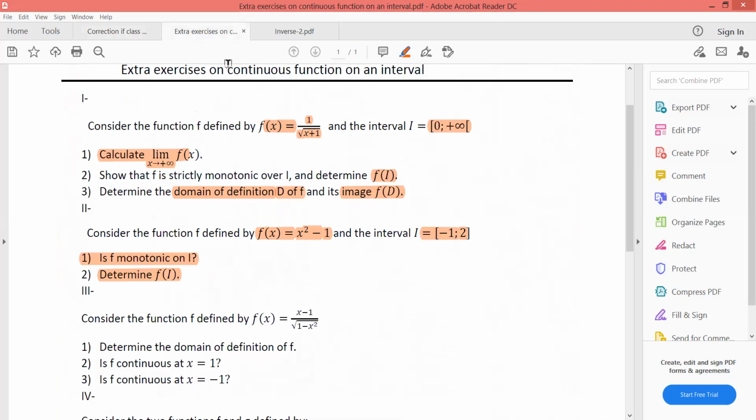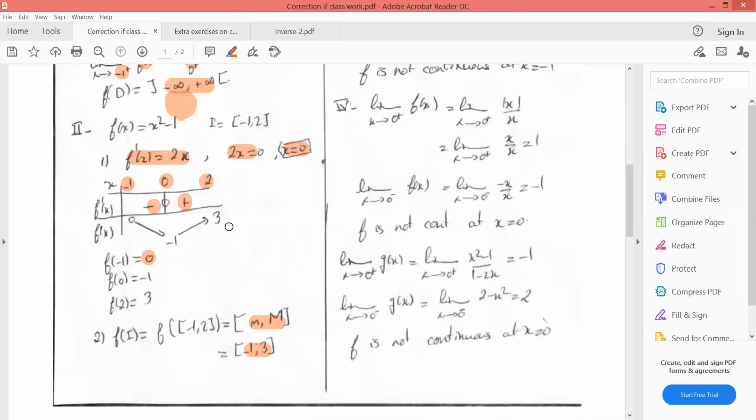We see if 0 or 3 is greater. Between these numbers 0, minus 1 and 3, which one is the smallest? Minus 1. The greatest is 3, so minus 1, 3.